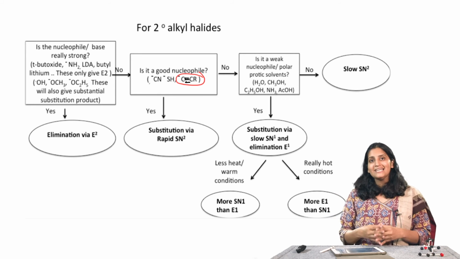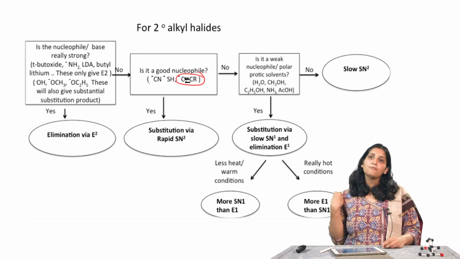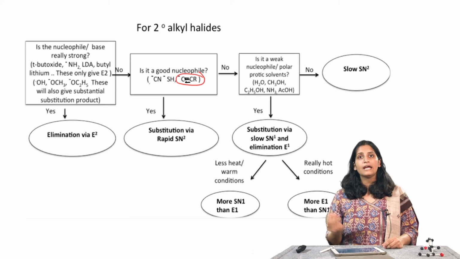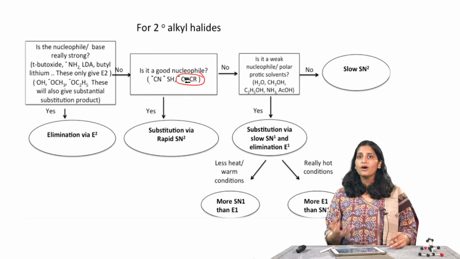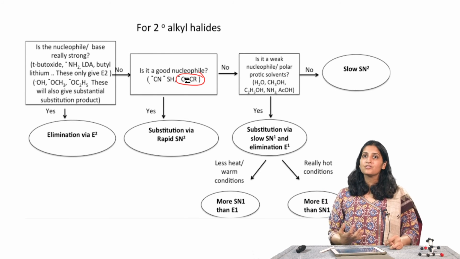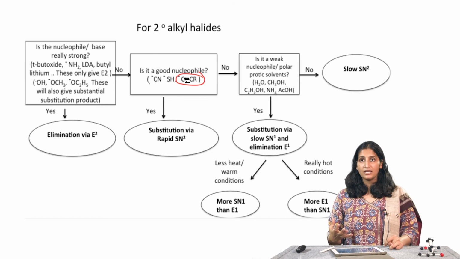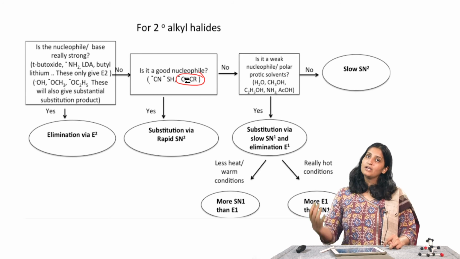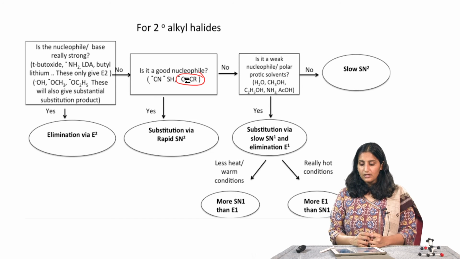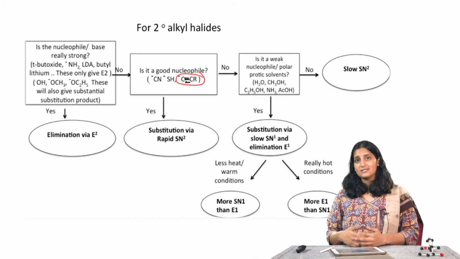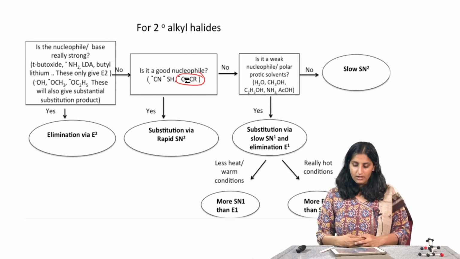Now, typically it is seen that elimination products are favored in the case of higher temperature conditions. So, E1 will predominate if the temperature conditions of the reaction are high enough. SN1 will predominate at a lower temperature. Okay. So, that is the case for secondary alkyl halides.